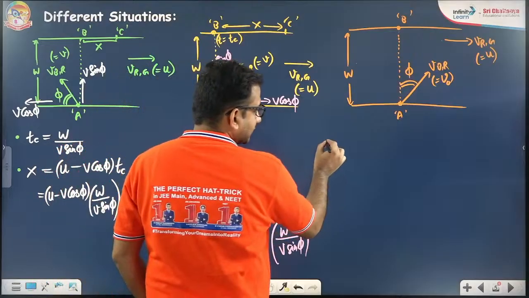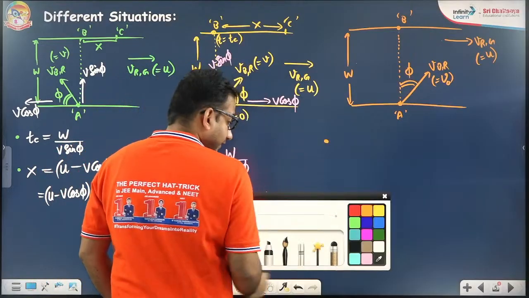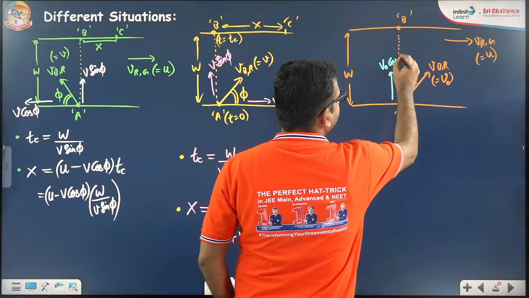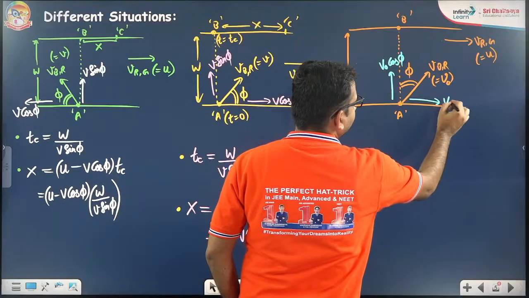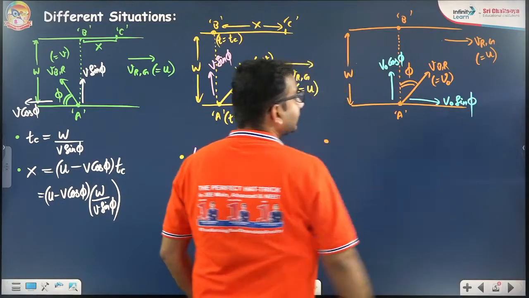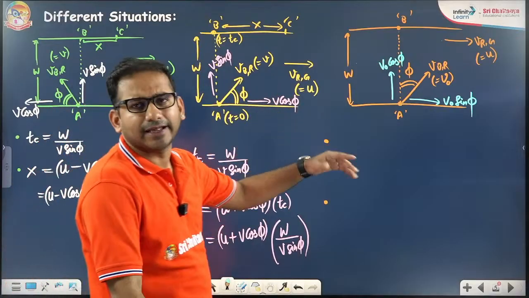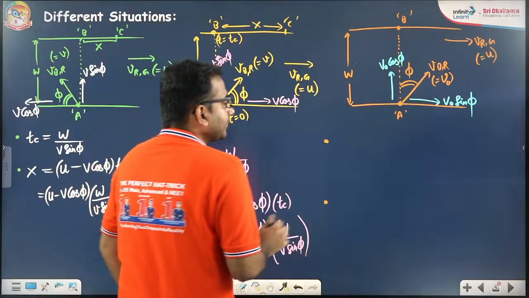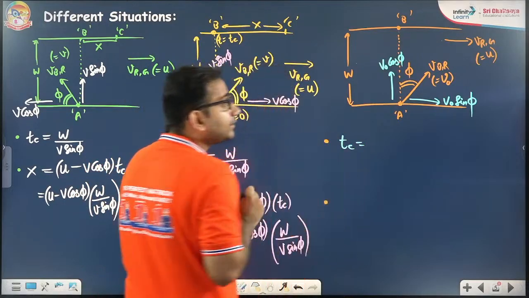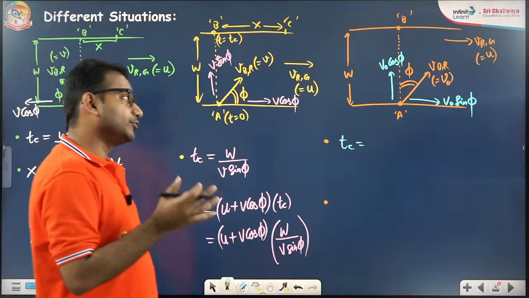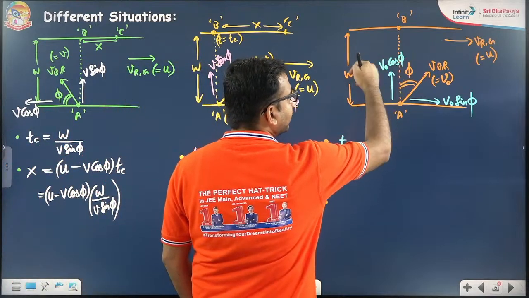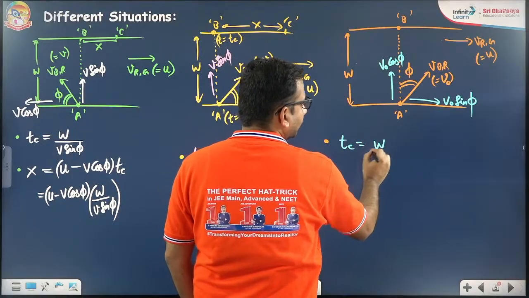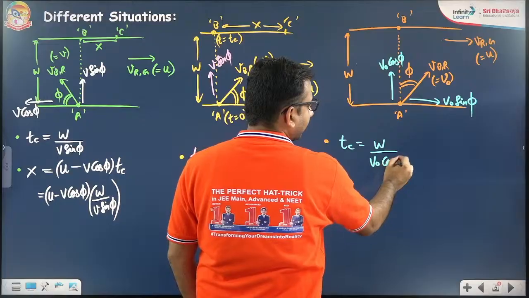So first step first, what you need to do, resolve the vector. So I will say this time this component will be V naught cos phi, and this component will be V naught sin phi. I hope everyone agrees. With whichever axis the angle is made, that axis will carry the cos component, the perpendicular axis will carry the sin component. All right. Then time of crossing. Now you tell me which velocity component is responsible to cross the river. So this V naught cos phi is responsible to cross the river. So here Tc will be equal to W by V naught cos phi.